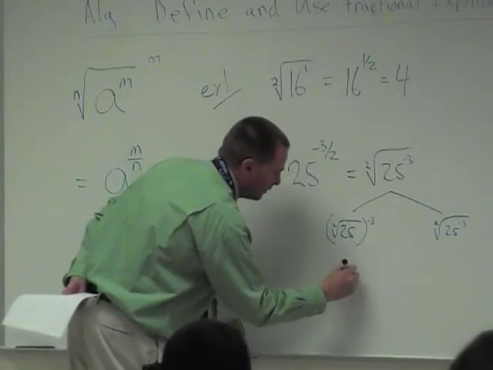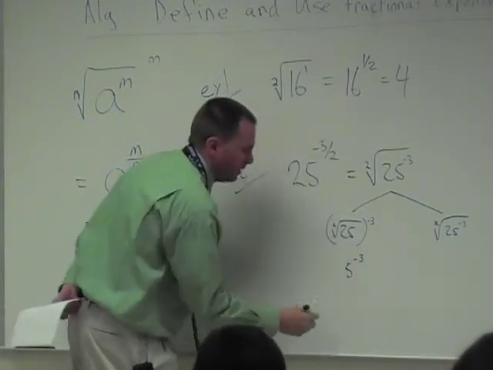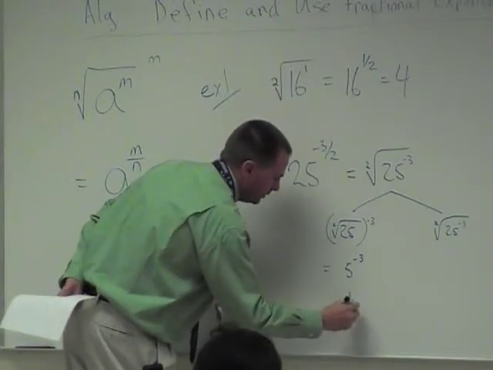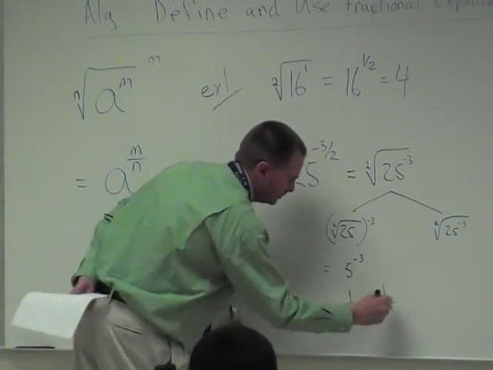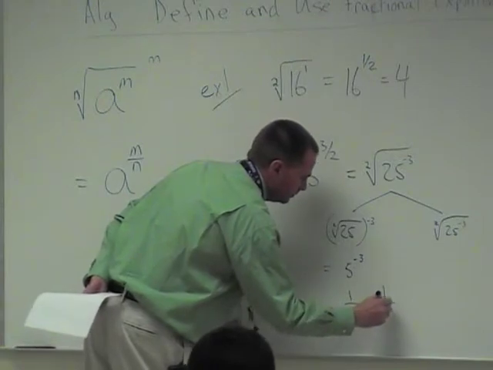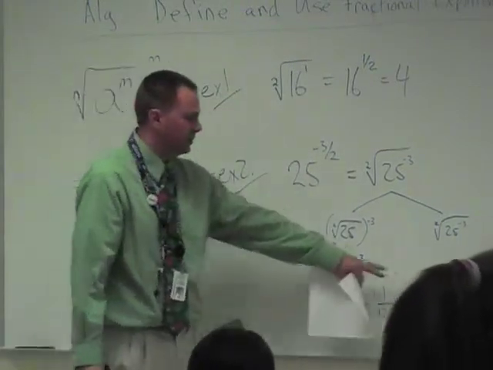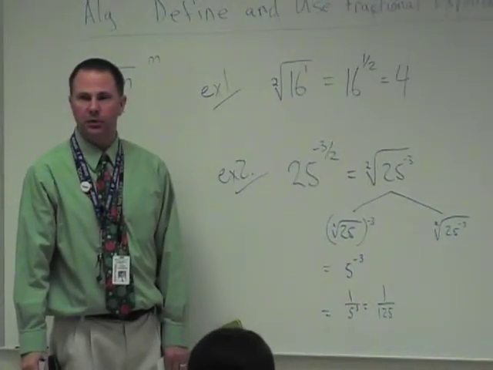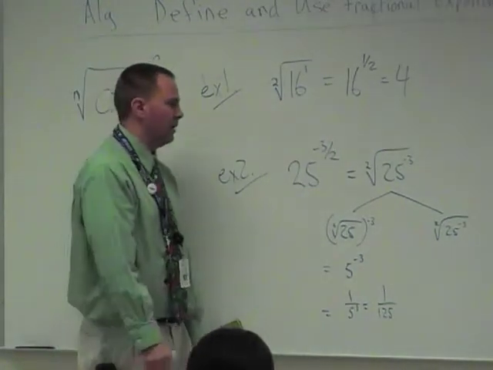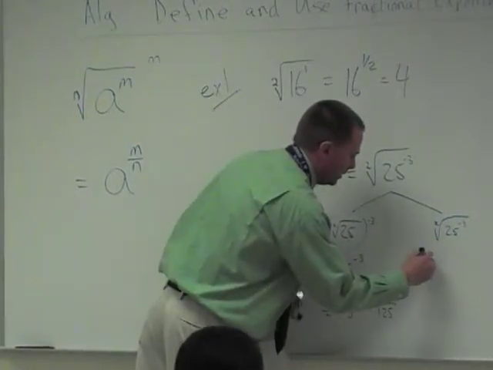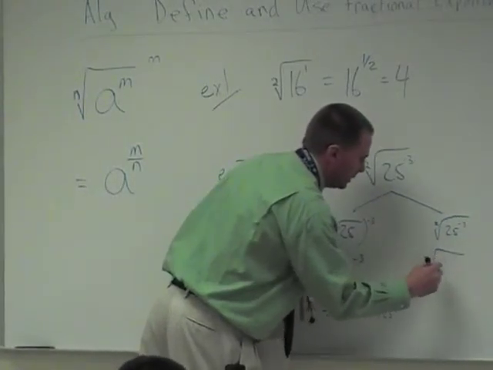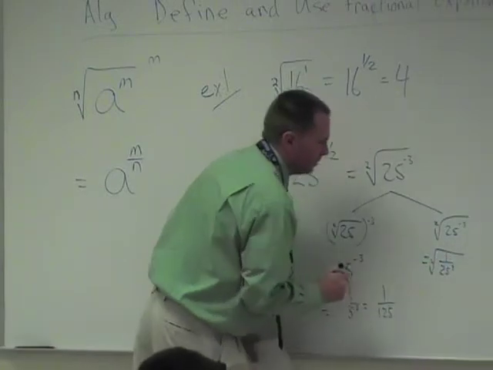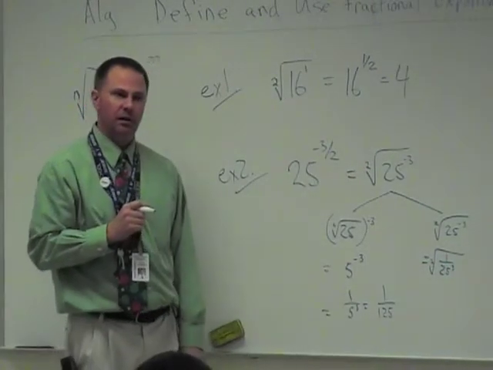The square root of 25 is 5, and you're raising that to the negative 3. Luke? 1/5 cubed, which is 125. Alright, so that's what we should get over here. Okay? So now, inside the square root, I have 1 over 25 to the third. Is that correct?